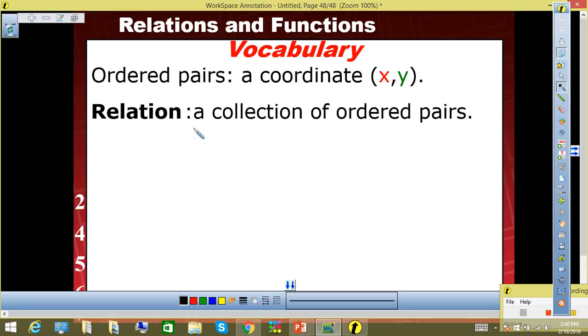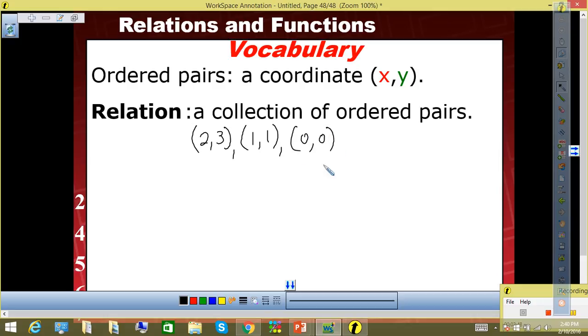So, for example, my first point is 2, 3. Who can give me another one? 4, 3. Thank you for raising your hand. Yes? 1 and 1. Yeah, that's another ordered pair. Ryan? 0, 0. Yes? 3, 0. And one more. Luis? 4, 5.